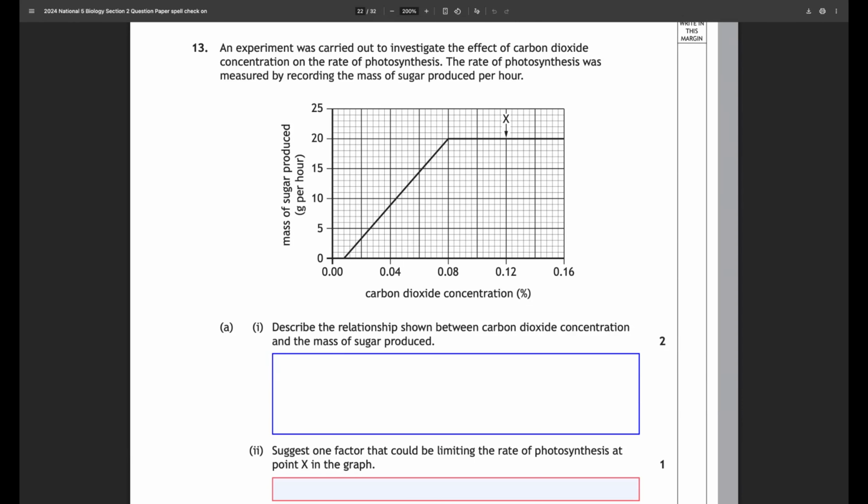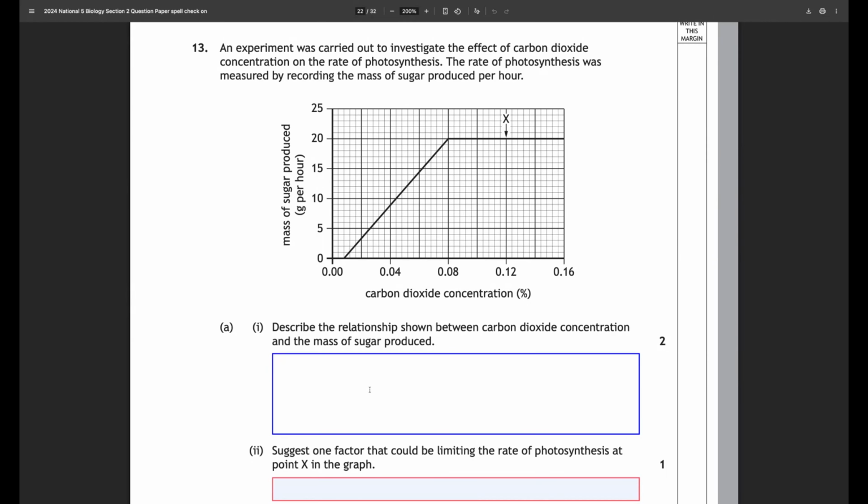Okay, we're racing along towards the end of the paper now. We're on question 13, and we're asked here to look at an experiment that was carried out to investigate the effect of carbon dioxide concentration on the rate of photosynthesis. The rate of photosynthesis was measured by recording the mass of sugar produced per hour. Okay, we can see the carbon dioxide increasing along here, and we can see the mass of sugar increasing up this particular axis.